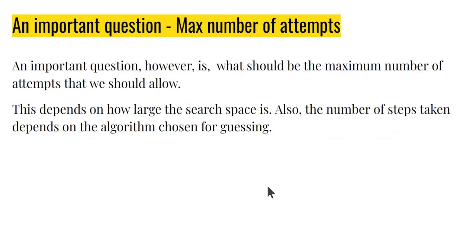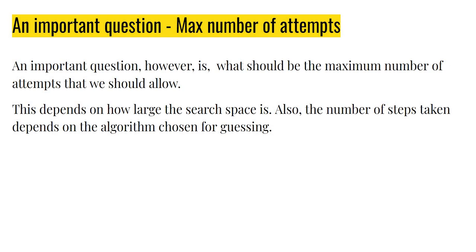What should be the maximum number of attempts that I should allow? But then this depends, right? It really depends on how large the search space is. So for example, if my computer is picking a number between, say, 1 and 100 versus, say, 1 and 20,000, then possibly I'll give more attempts for 1 to 20,000. Also, the number of steps taken depends on the algorithm chosen for guessing.